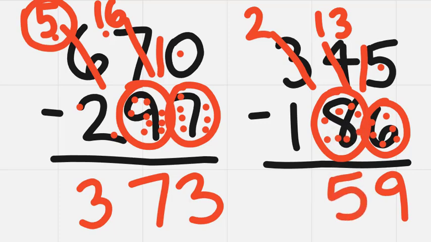Finally, I have 2 minus 1. I'll circle the 2, 2, 1. My answer is 159. Well done. Be sure to check your work.